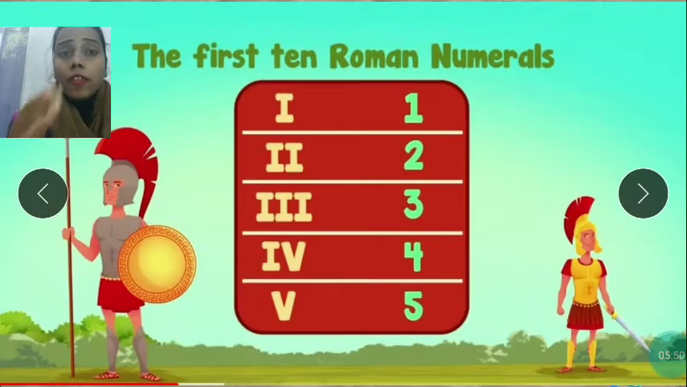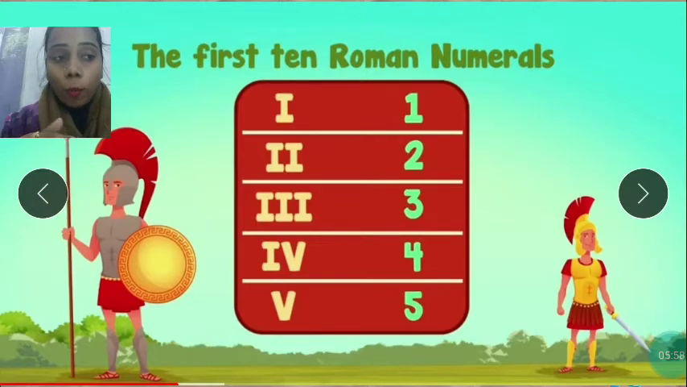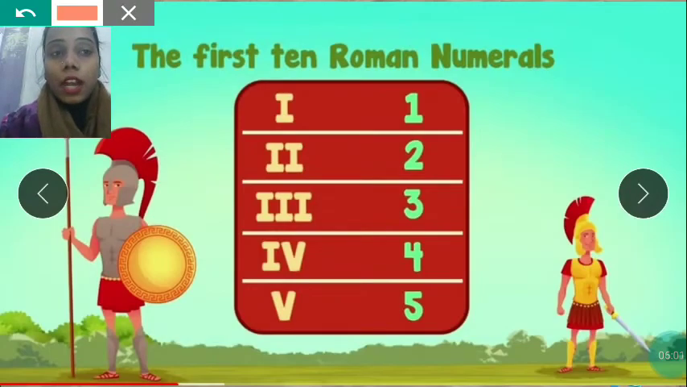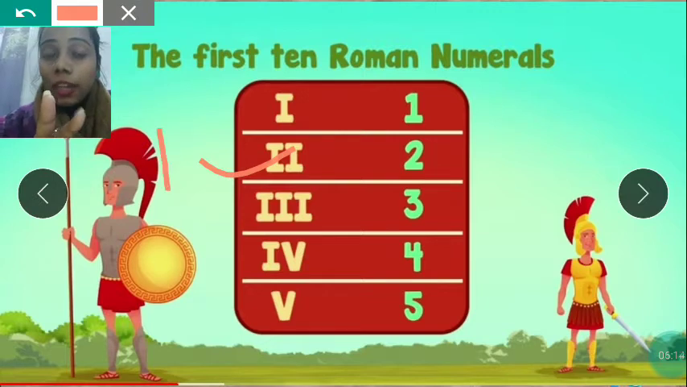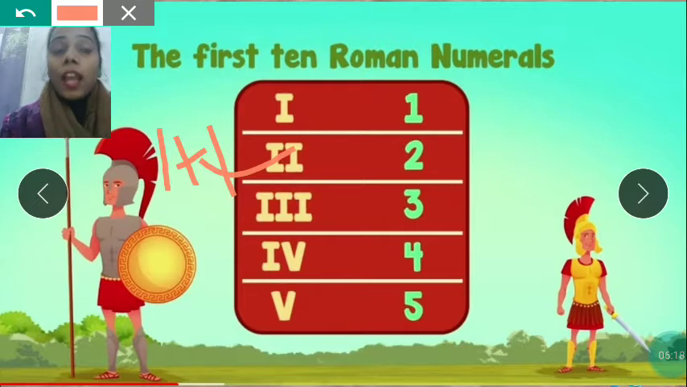Now we will see how to write Hindu-Arabic numerals in Roman form. We have learned that I indicates 1. If we have to write 2, we write double I: one I indicates 1, and another I indicates 1, so 1 plus 1 is 2. And if we have to write 3, how many I should we write?